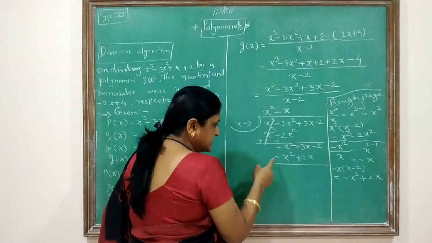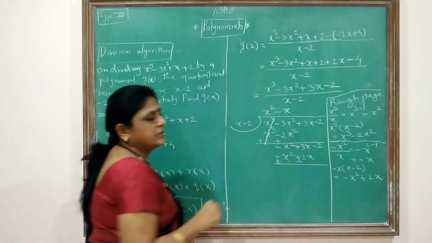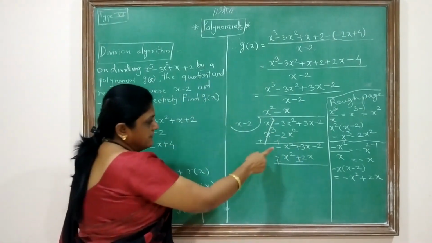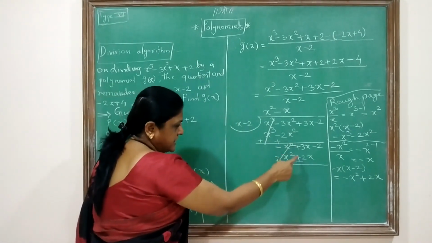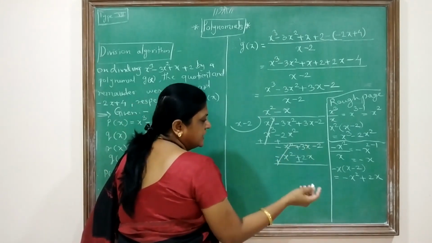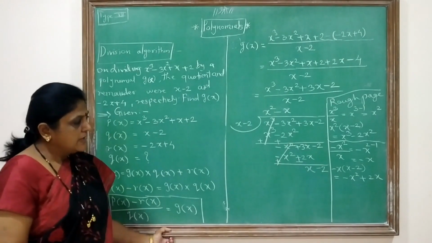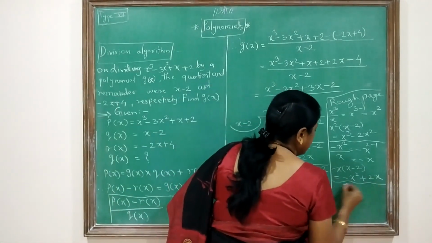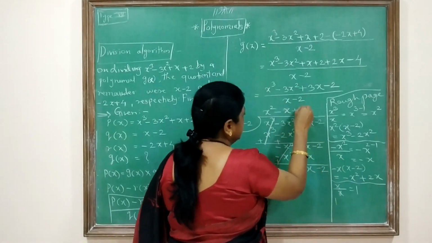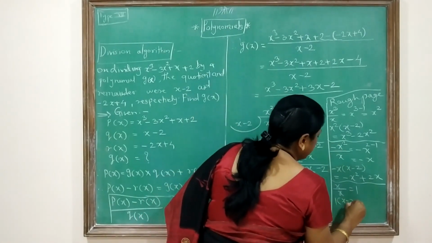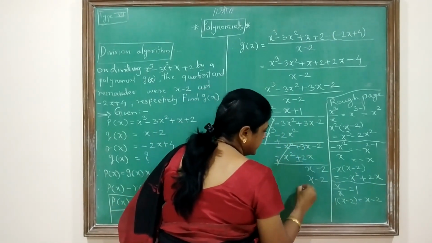Then here the sign will be changed. That is, minus is converting to plus, and this plus is converting to minus. Then minus x square plus x square is cancelled. Then plus 3 minus 2 is 1. Then you will write here x, and this minus 2 will be the same. And here very simple: x divided by x, that is 1. And 1 is multiplied by this x minus 2, that is x minus 2. And here you will write x minus 2.